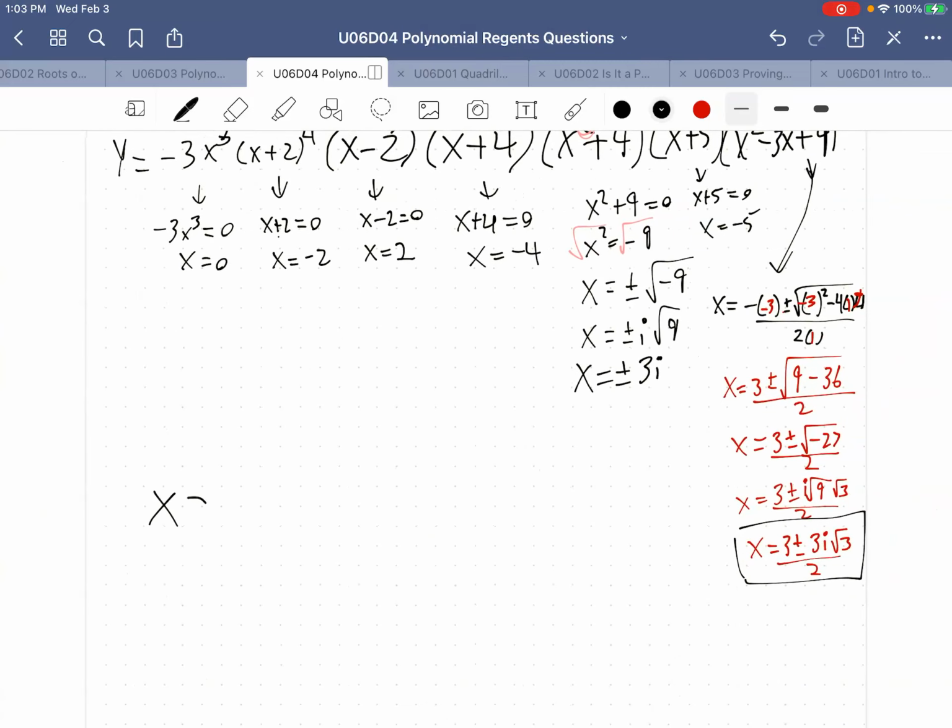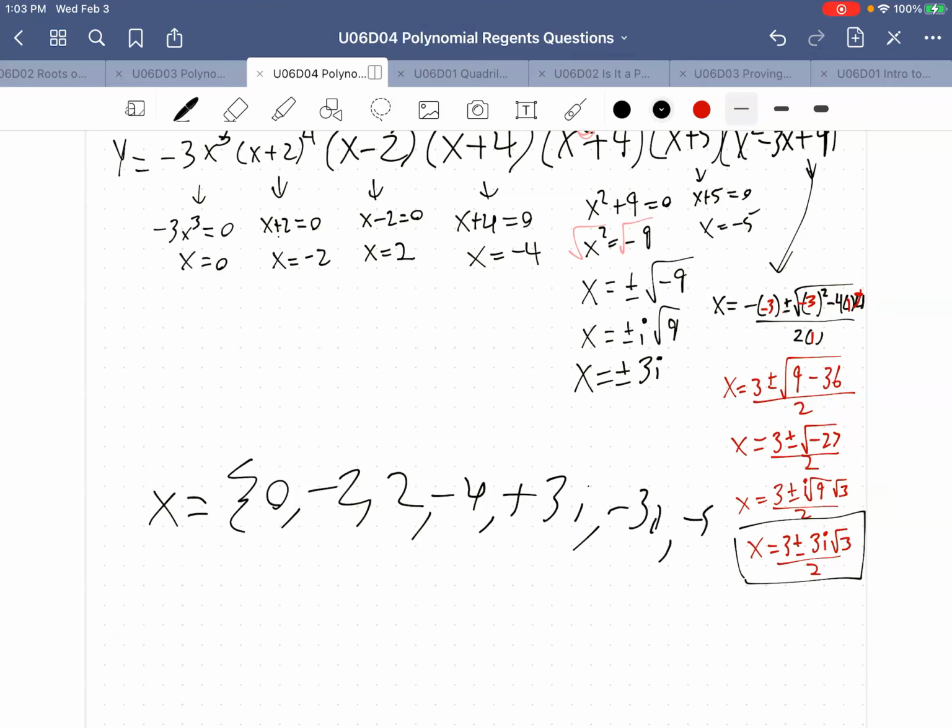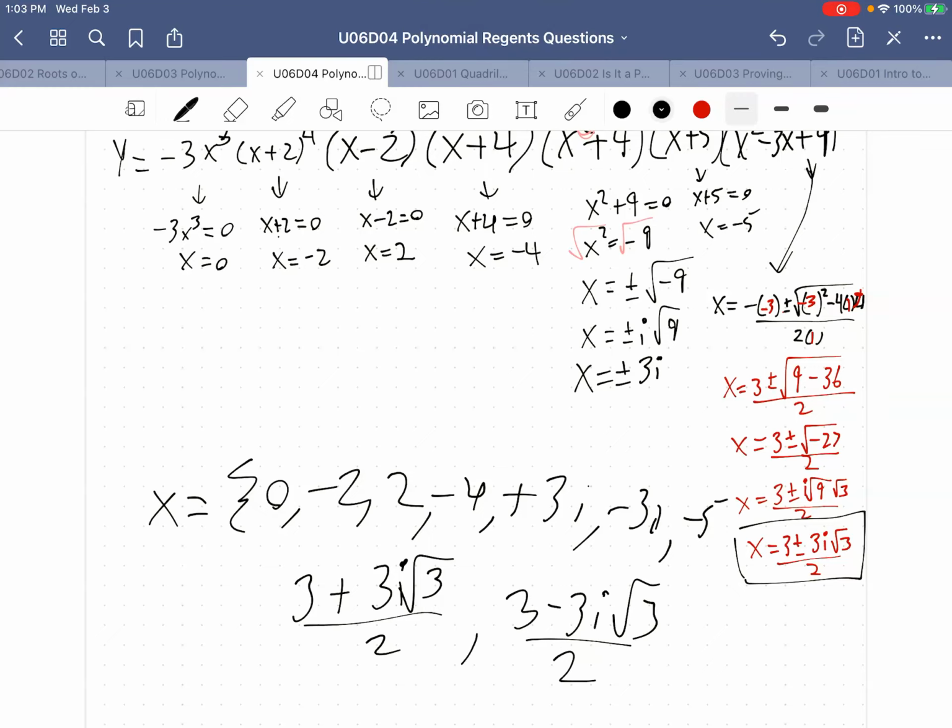So the roots of this problem are at x equals 0, negative 2, 2, negative 4, positive 3i, negative 3i, negative 5, and 3 plus 3i radical 3 over 2, and 3 minus 3i radical 3 over 2.